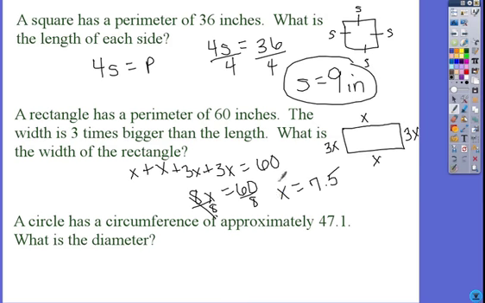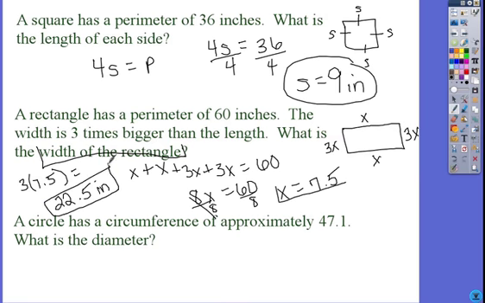So 7.5. X, remember, was the length of the rectangle. The problem, however, asks me for the width of the rectangle. So if the length is 7.5, the width is 3 times that. So 3 times 7.5, and that's going to give me 22.5 inches. Don't forget your measurement. So the width is 22.5 inches.